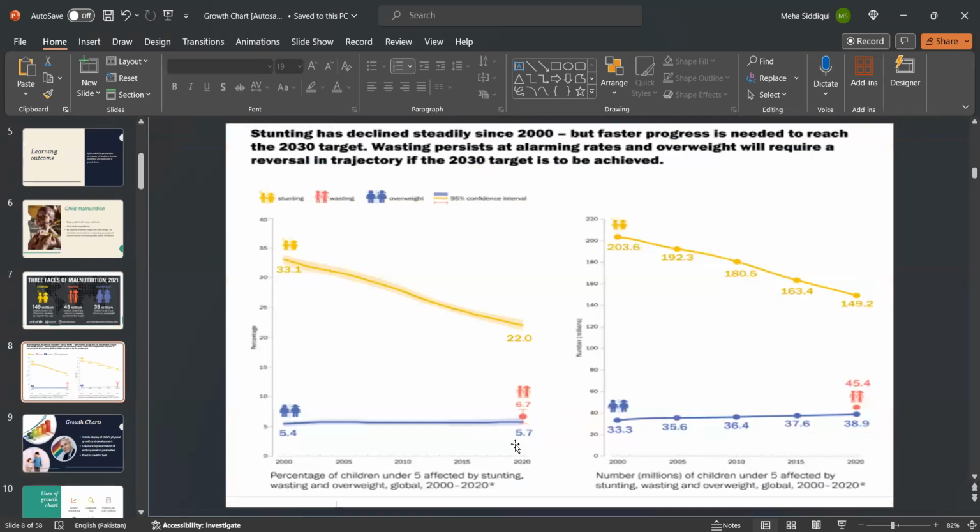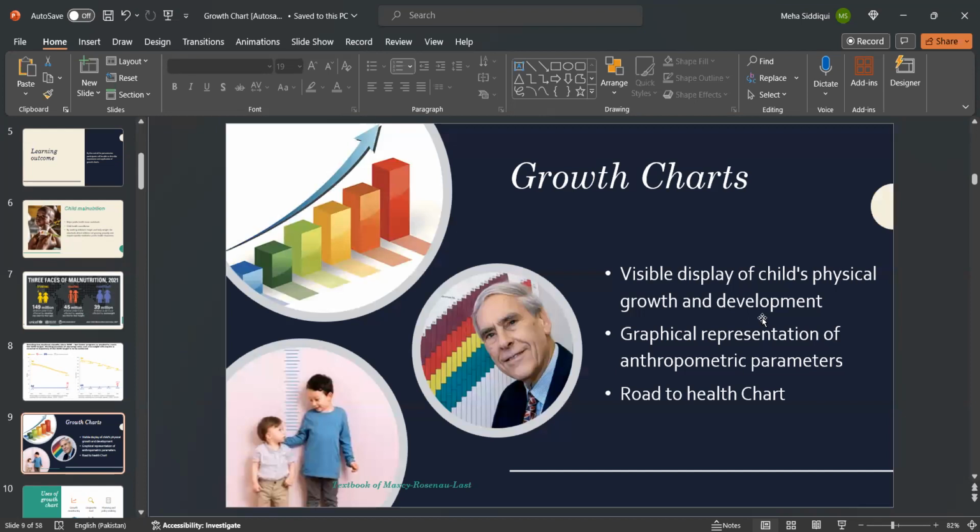As we can see, from 2000 to 2020 the prevalence of stunting has fallen from 33% to 22%. However, there is quite an increase in overweight and wasting, but there is some decline in the prevalence of stunting.